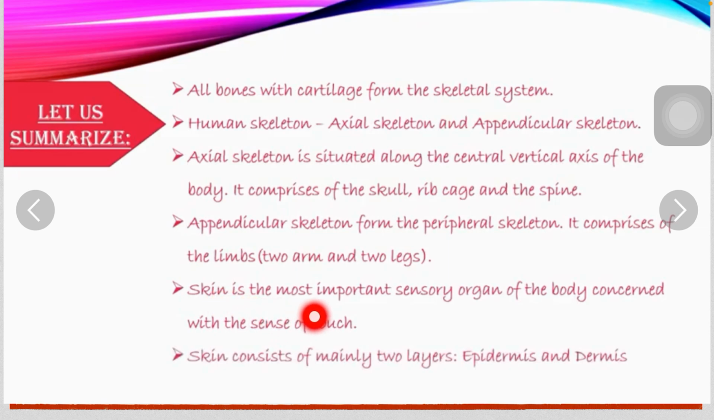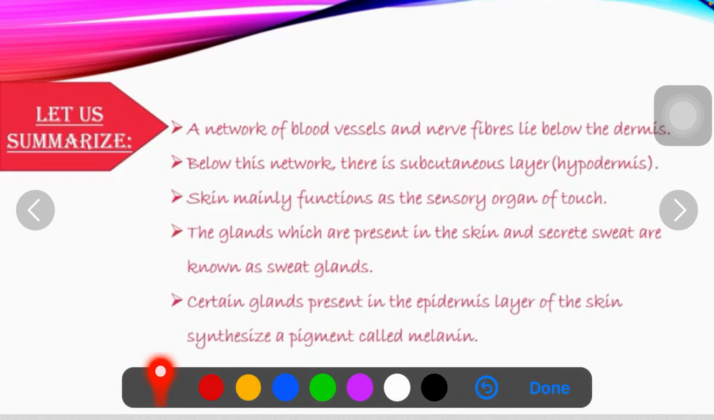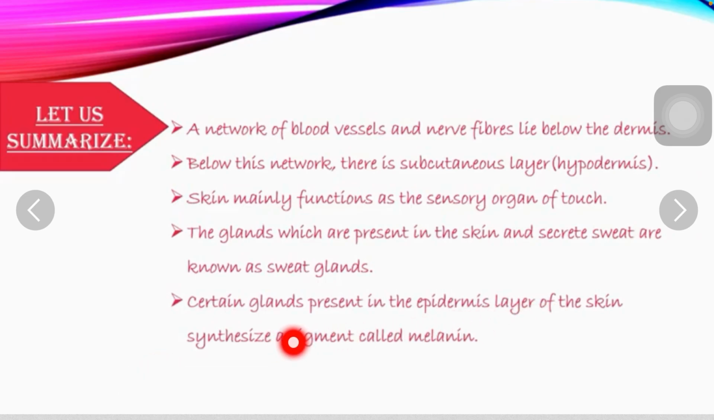Skin is the most important sensory organ of the body concerned with the sense of touch. Skin consists of mainly 2 layers, epidermis and dermis. A network of blood vessels and nerve fibers lie below the dermis. Below this network there is a subcutaneous layer, that is hypodermis. Skin mainly functions as the sensory organ of touch. The glands which are present in the skin and secrete sweat are known as sweat glands. Certain glands present in the epidermis layer of the skin synthesize a pigment called melanin.